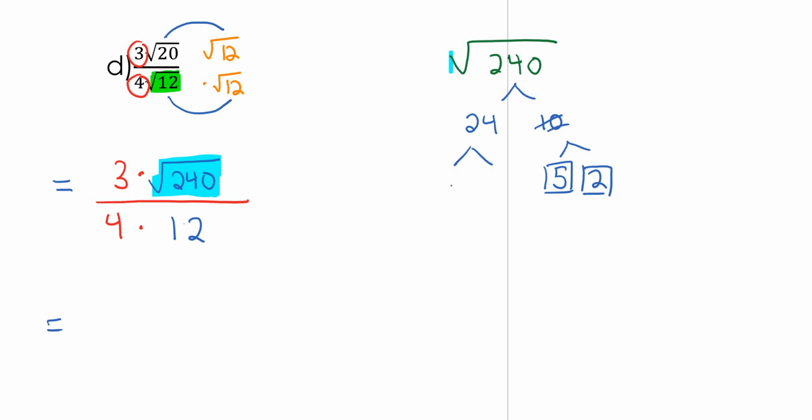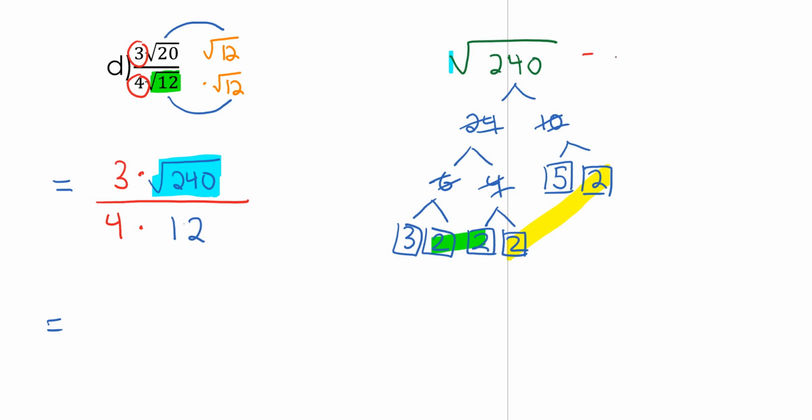And 24 I can use 6 and 4. 4 will be 2 and 2. And those are prime numbers, so I'll box them. And 6 is going to be 3 and 2, so I'll box those guys. And then let's go ahead and now find our pairs. So there's a pair right there, and there's a pair right there. So if I combine yellow and green, that's going to be 2 times 2, which is going to be 4. And then I'm left with a 5 and a 3, so 5 times 3 is going to be 15. So I have 4 root 15 as a simplified radical.